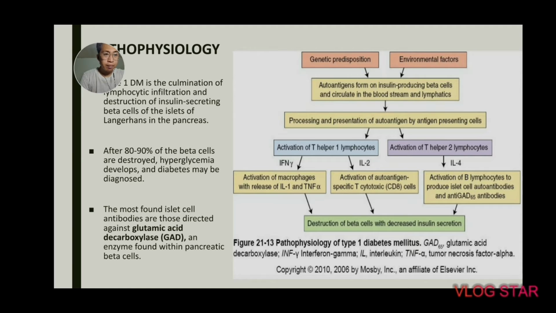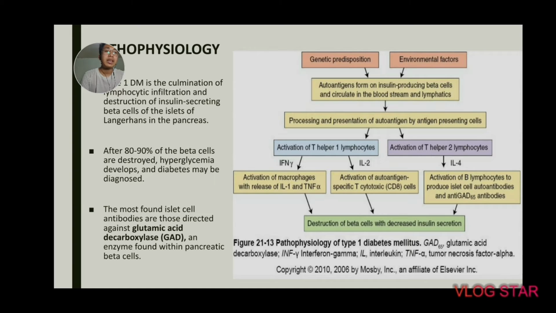So this is a diagram of how the pathophysiology of diabetes occurs. It can either be a genetic predisposition or an environmental factor that triggers the autoimmune destruction of your beta cells. Autoantigens form on insulin-producing beta cells and circulate in the bloodstream and lymphatics. Through processing and presentation of autoantigens by antigen-presenting cells, or APCs, they can cause activation of T helper 1 lymphocytes or activation of T helper 2 lymphocytes.